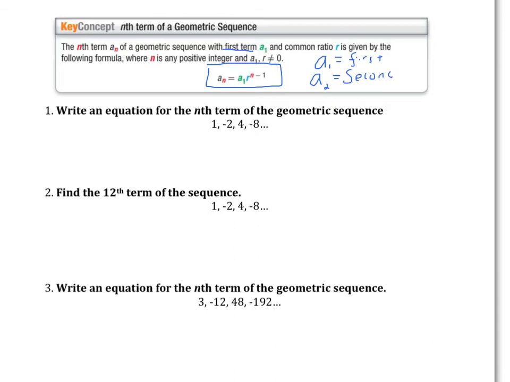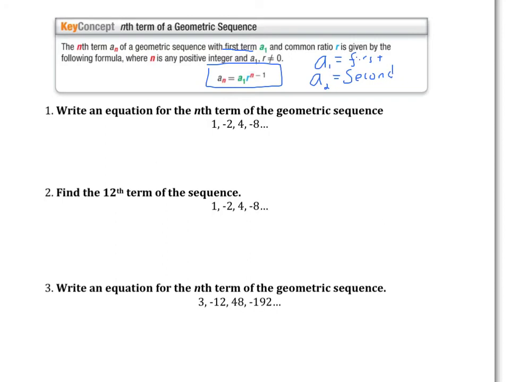A sub 3 is going to be the third term. A sub 4 is going to be the fourth term. Okay, so that's what the A sub 1 means. The common ratio is going to be R. And then we can use this to find any term in the sequence that we want to find. So let's take a look at our first example. They've given us a geometric sequence, and they want us to write the equation for the sequence.